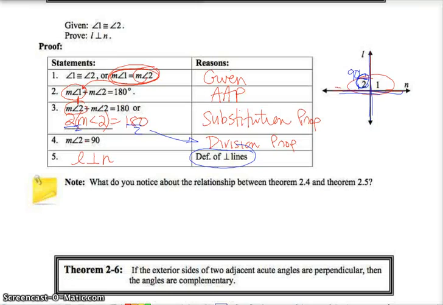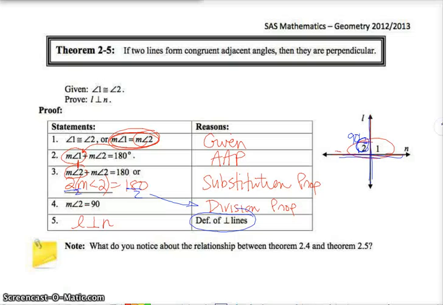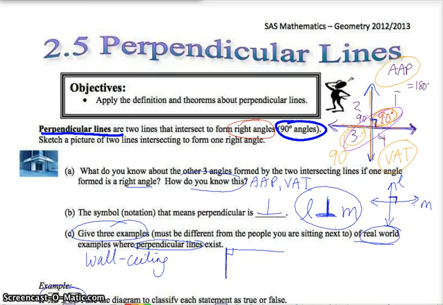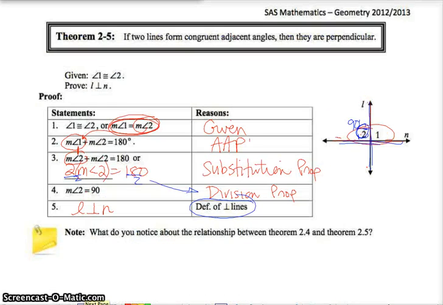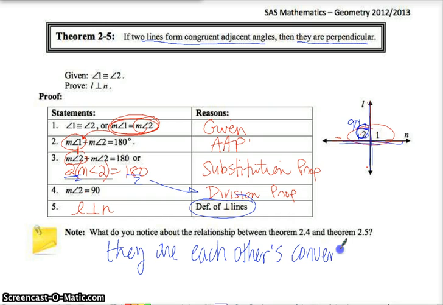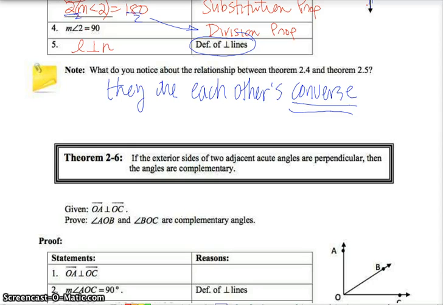Now, what do you notice about the relationship between Theorem 2.4 and Theorem 2.5? Theorem 2.4 says, if two lines are perpendicular, then they form congruent adjacent angles. This says, if they form congruent adjacent angles, then they are perpendicular. So they are each other's what? They are the converse of one another, right? We just switched the hypothesis and the conclusion, so they are the converse of each other.